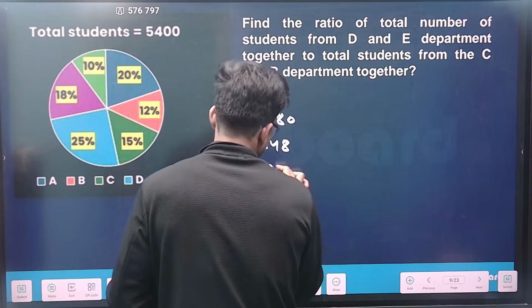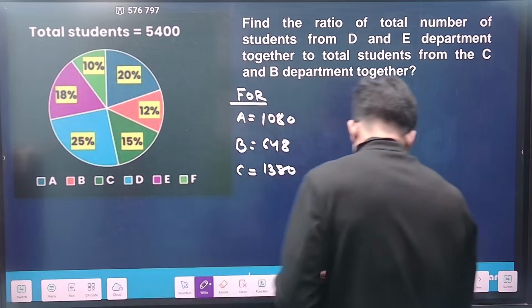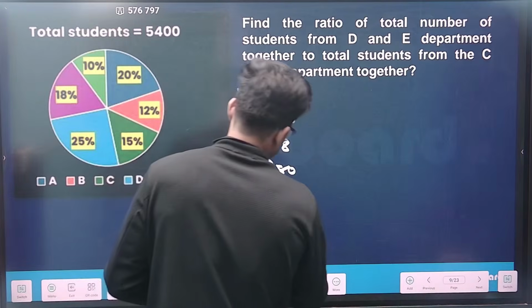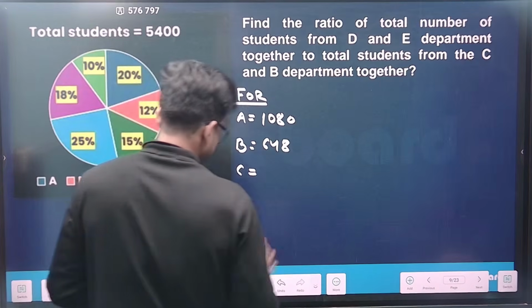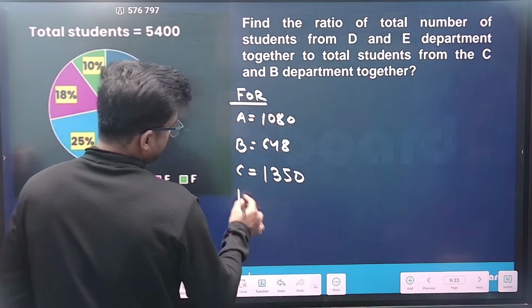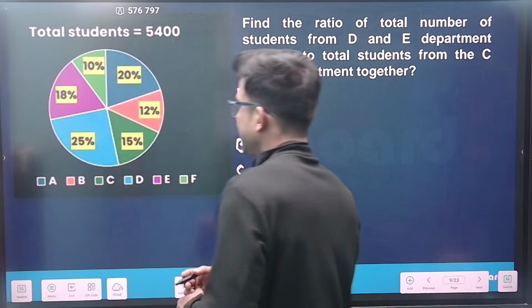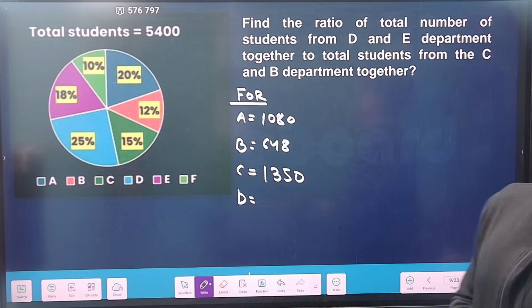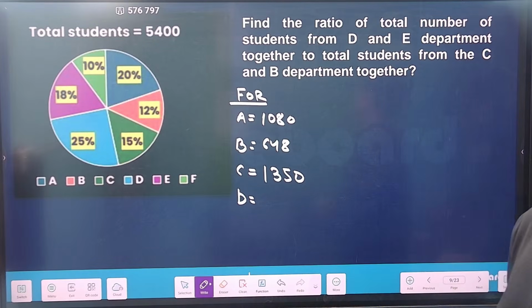1350. Is it right? Please calculate the data also as I am writing it now. You can calculate also, that's how I am writing. 1350. Okay. Please check by yourself also. D, D is how much? D is basically 25%. So 25 means 1 by 4 of 54. 1 by 4 of 54 basically.